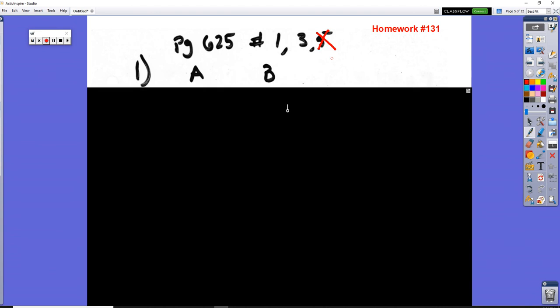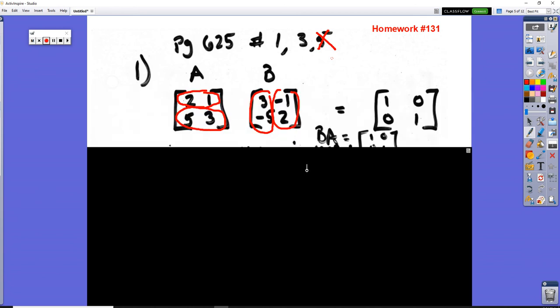When given 2 matrices, the way you check to see if they're inverses of each other is you multiply them together. So I took matrix A, which had 2, 1, 5, 3, and matrix B, which had 3, -1, -5, 2, and I put them in that order and I multiplied them together. That produced this result right here, which is an identity matrix.